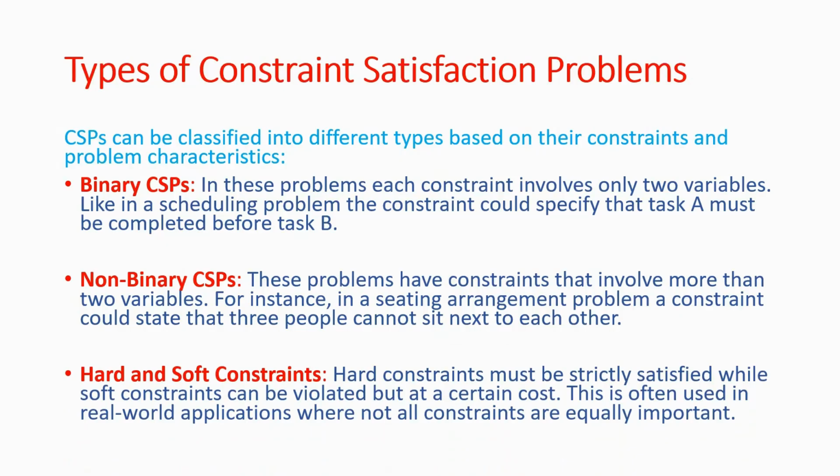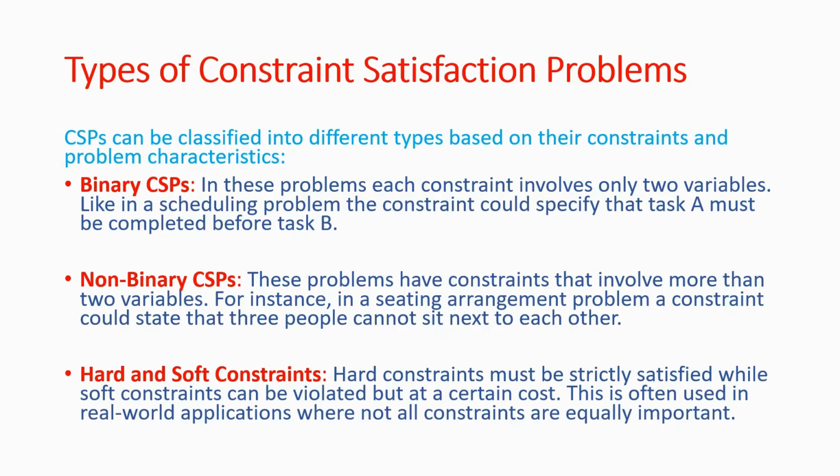Hard and soft constraints. Hard constraints must be strictly satisfied, while soft constraints can be violated, but at a certain cost. This is often used in real world applications where not all the constraints are equally important, right? Hard constraints must be strictly satisfied; if a solution violates even one hard constraint, it is not considered a valid solution.